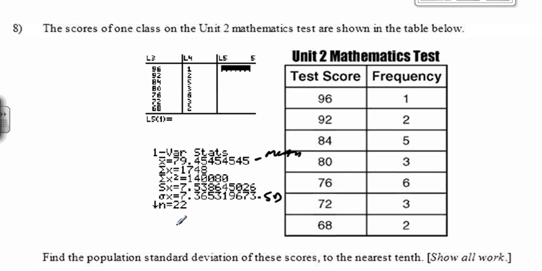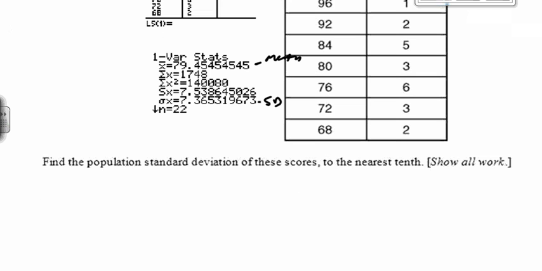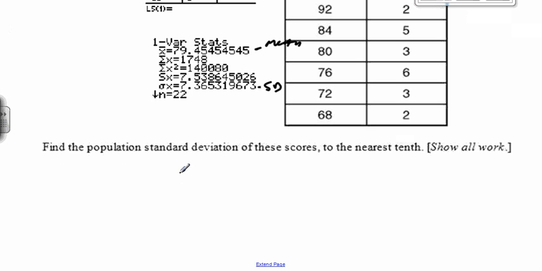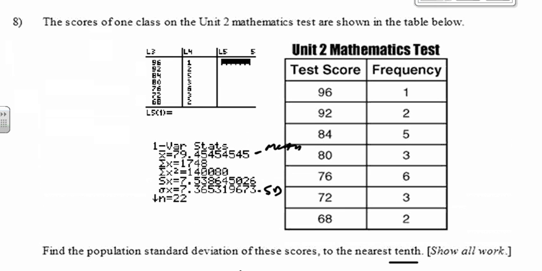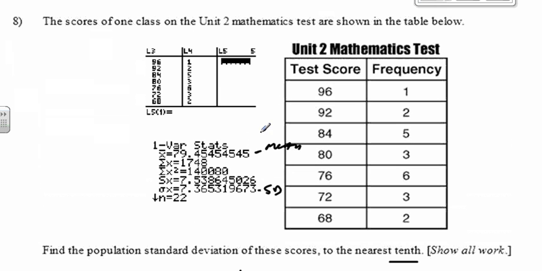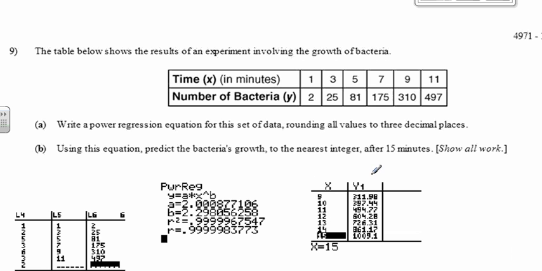So we know that the standard deviation is equal to 7.36. Since I showed nearest tenth, now we're going to round. 7.4. Good. Now the other thing about this is, the one variable stats, remember you're doing L1, L2. Or in this case I did L3, L4.